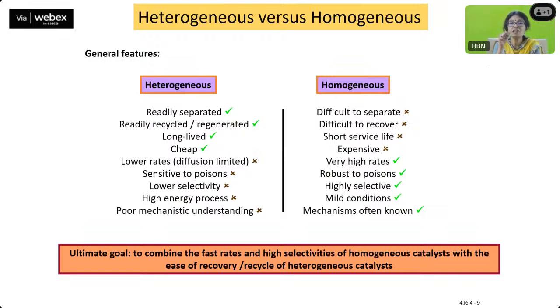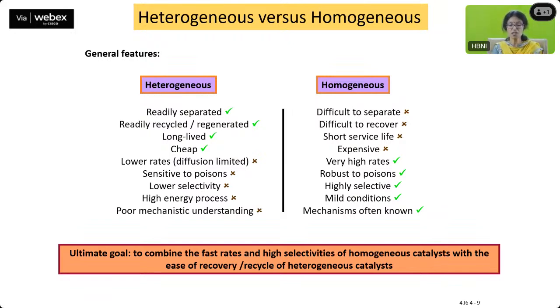They are highly selective. They require mild conditions and mechanisms are often known. So what is the ultimate goal? You have to combine the fast rates and high selectivities of homogeneous catalysis with the ease of recovery and recycle of heterogeneous catalysts. So any time you generate a catalyst, these are your goals.